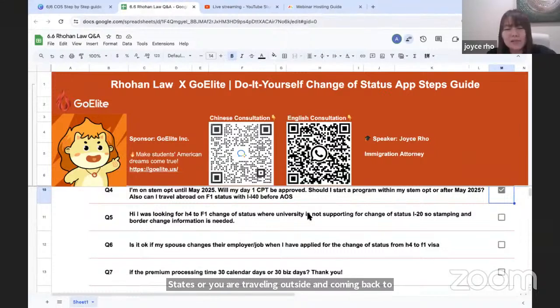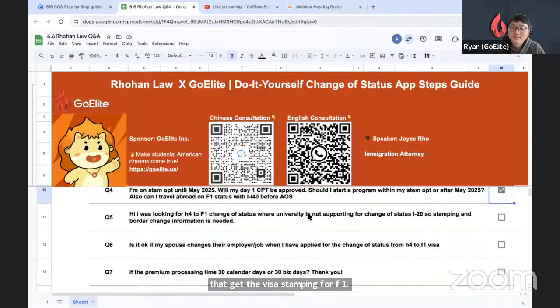And then, yes, if change of status is not working for you, the other option is that you have to leave the United States before your unlawful presence starts. Then you have to get the F1 visa interview at your embassy in your home country and get the visa stamping for F1 status.